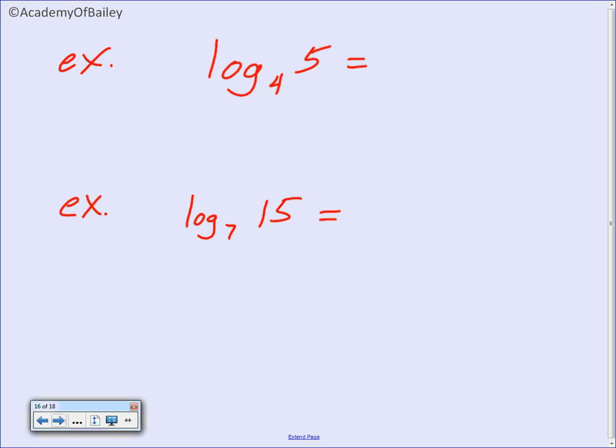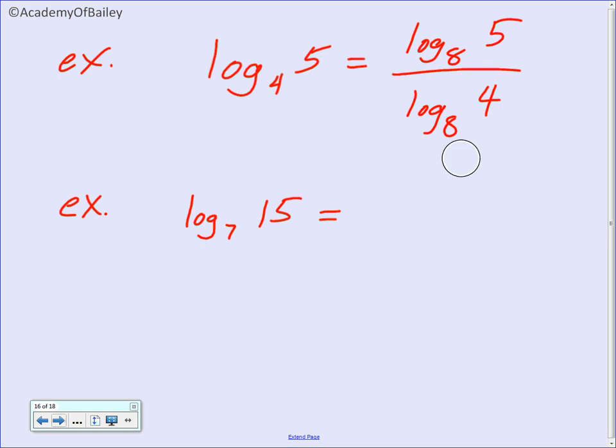So if we look, how do we change log base 4 of 5? Well, I could go like log base 8, and then the 5 goes on top, and then log base 8 with the 4 on bottom. That is equal there. But remember, log base 8 doesn't happen in the calculator. So if we just say log base 10 of 5 and log base 10 of 4, that's what it looks like. So you can type that into the calculator and figure it out.